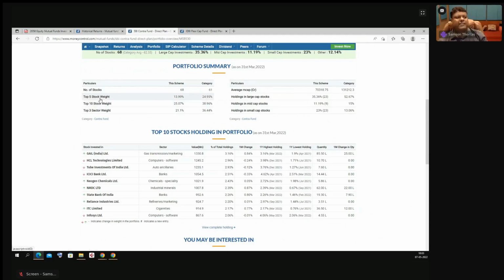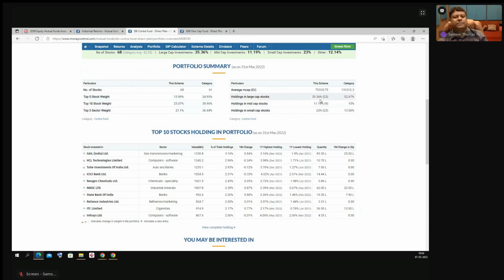Let's say the top 5 stocks, what is the weightage? 13.99, while the category has almost 25%. The top 10 have 25%, versus 38% for the category. So it is lower than the category. So they are not a very concentrated portfolio. The portfolio is much more diversified than the category.